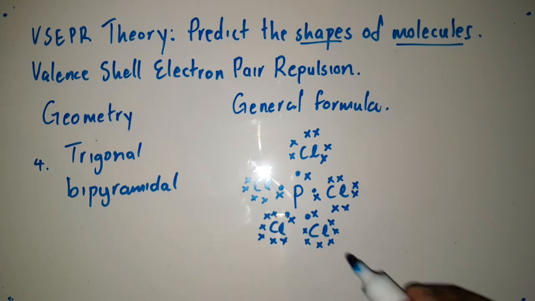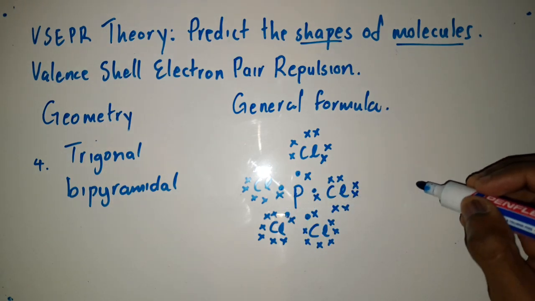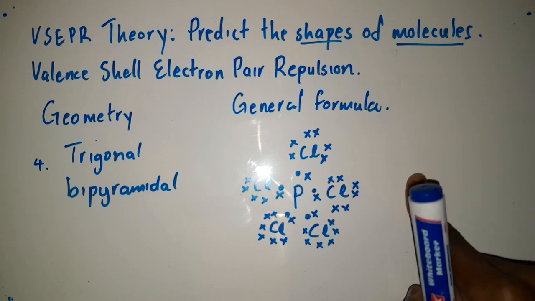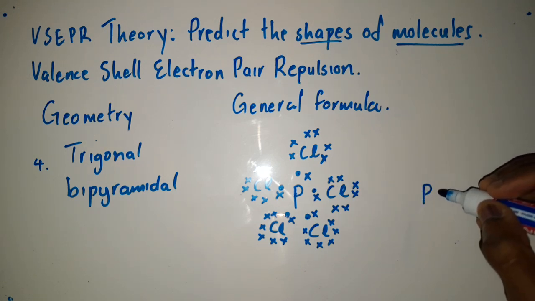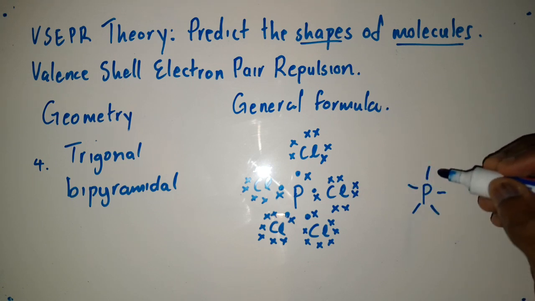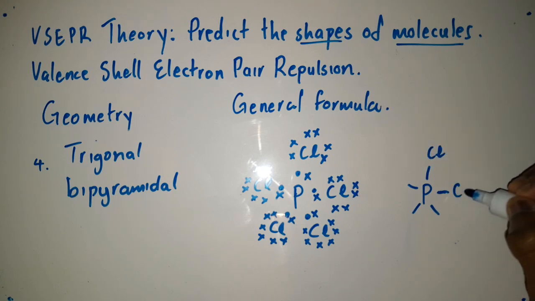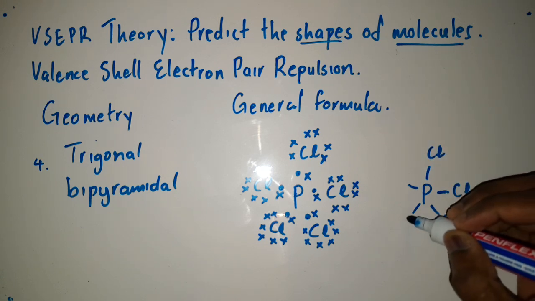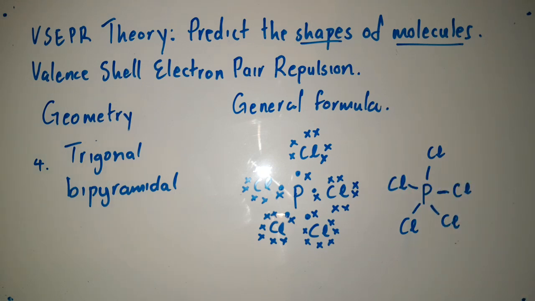At the end of the day, if I were to replace this paired electron with some lines, I'm going to have something like this. P in the middle with 5 bonds. Then going to have Cl over there. Cl, Cl, Cl. You see, this is going to be our structure.